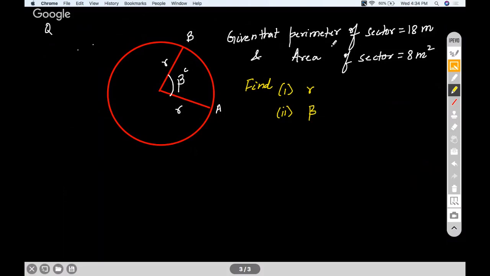So we have been given two pieces of information, one being the perimeter of this, and the other being the area of the sector. I have to use these two pieces of information to get the value of r, that's the radius of the circle, and the angle subtended at the center, which is beta radians.